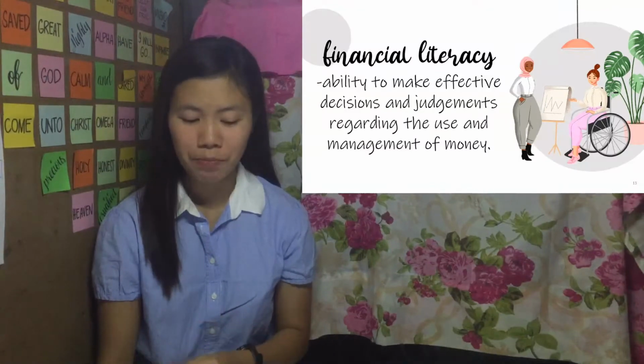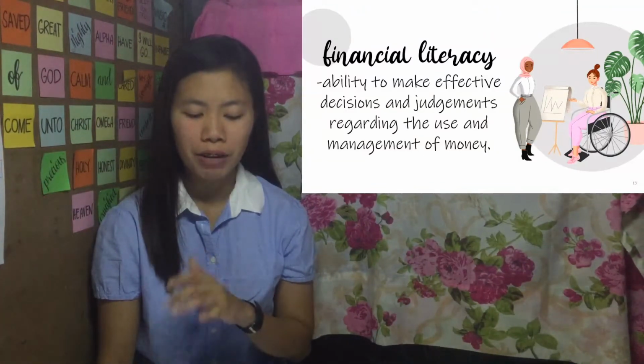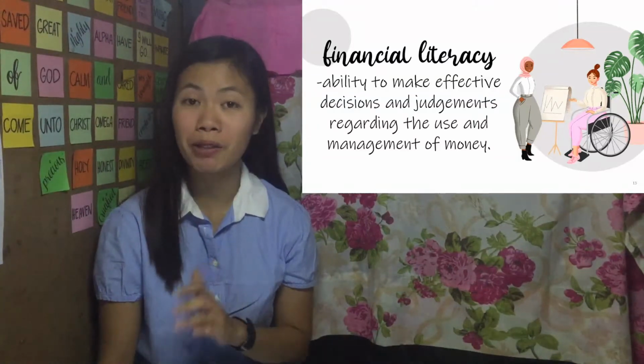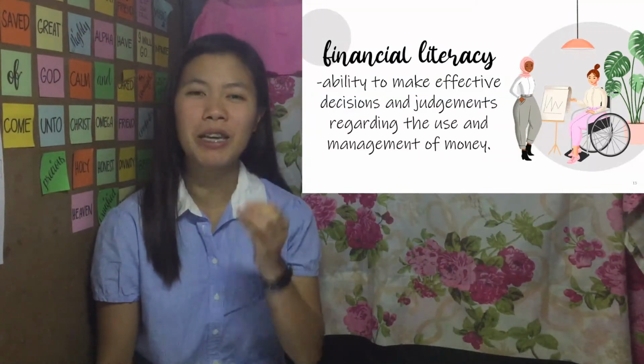The next literacy is the financial literacy. This is the ability to make effective decisions and judgments regarding the use and management of money. This is about being wise, being smart, being full of wisdom in handling your money, in spending your money. So basically, this is all about money. Of course, the word itself, financial, is about money. So this is just being responsible in handling your money.